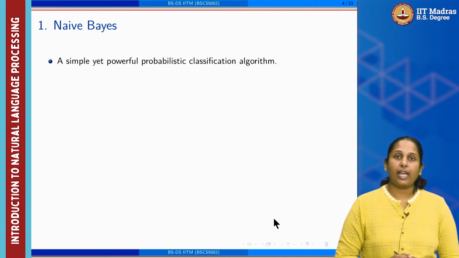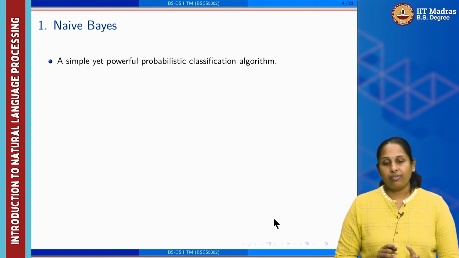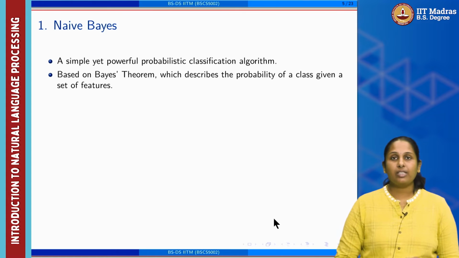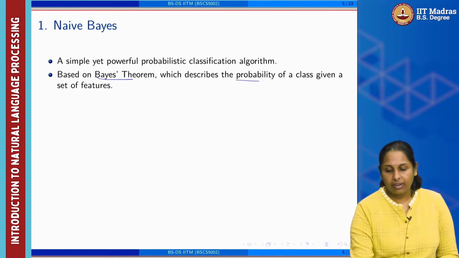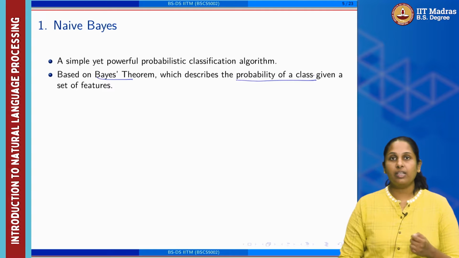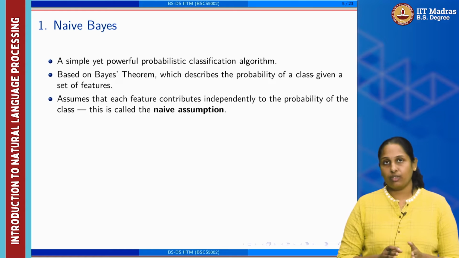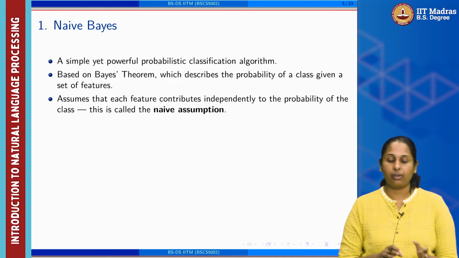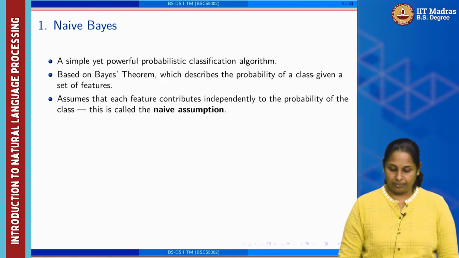Let us start with naive Bayes. Naive Bayes is a simple and also powerful probabilistic classification algorithm. It is based on Bayes theorem. This theorem says that the probability of a class is identified from the given set of features. It assumes that each feature contributes independently to the probability of the particular class, so it is a very naive assumption.